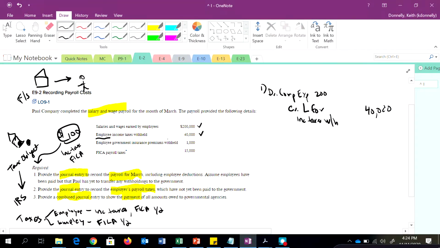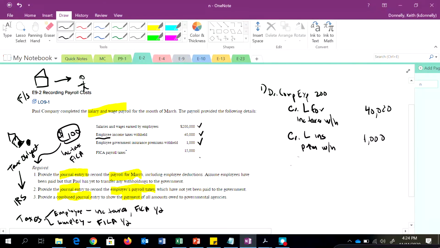Looks like another thing here, employee government insurance premiums paid. Looks like we have FICA taxes payable. So one of the things here, we're going to have a credit, a liability for insurance premiums withheld for 1,000. Same idea. We withheld some money from their pay. We have to send that to the health insurance company to pay for their health insurance coverage. We're on the hook for that. We have to send it in. It's a liability.